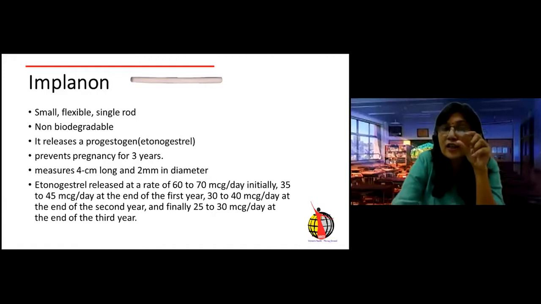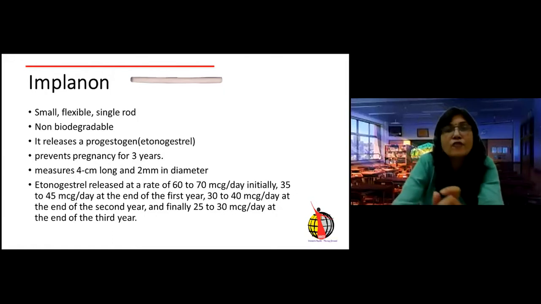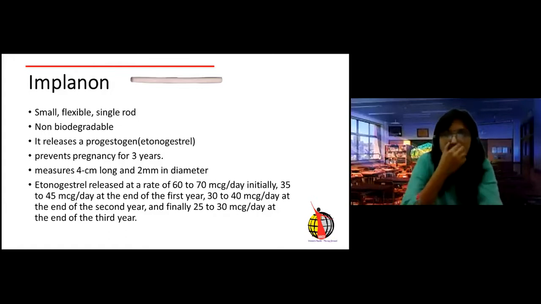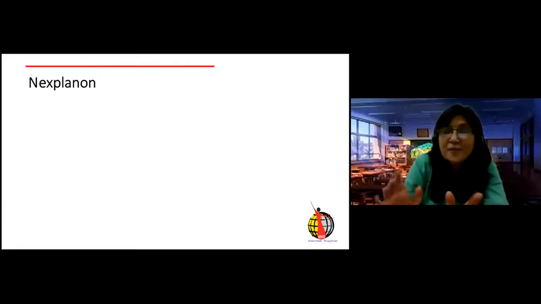So the total progesterone content is different. It releases per day around 25 to 30 microgram of etonogestrel, and effectivity is for 3 years. Now the next implant, which is again very good, is Nexplanon. Now Implanon and Nexplanon, remember only the difference between the two.